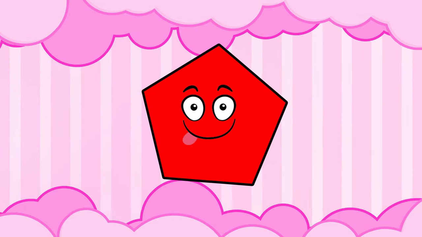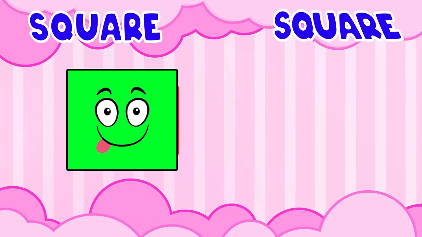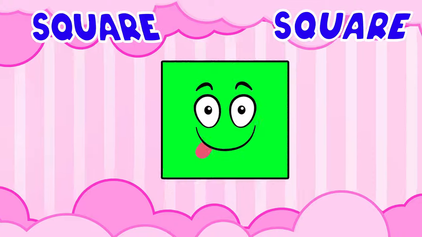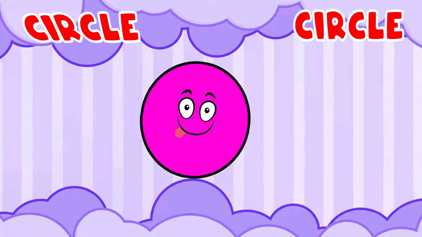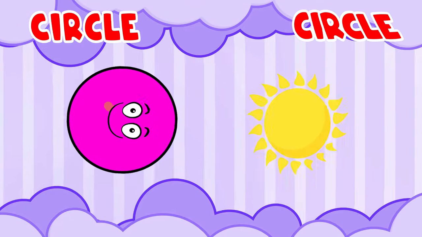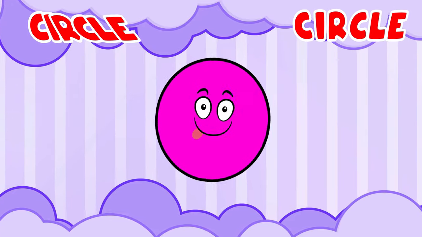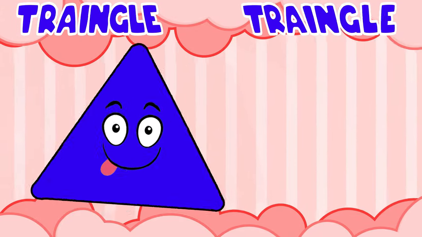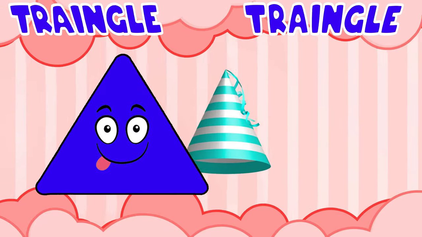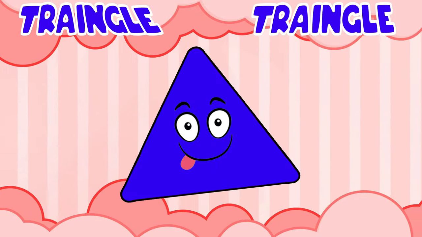We are shapes. You can see us everywhere. I'm a square, you can see me everywhere. I have four sides, I'm a square. I'm a circle, I go round and round and round. I have only one side, I'm a circle, round and round. I'm a triangle, triangle, I'm a pointy little shape. I have three sides, I'm a triangle, triangle.